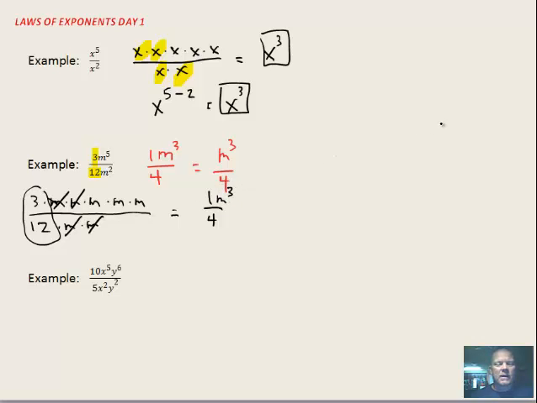Okay? Alright, now the same thing with the third example. Go ahead and give that a try on your own. Pause the video and then turn the video back on when you're ready to check.